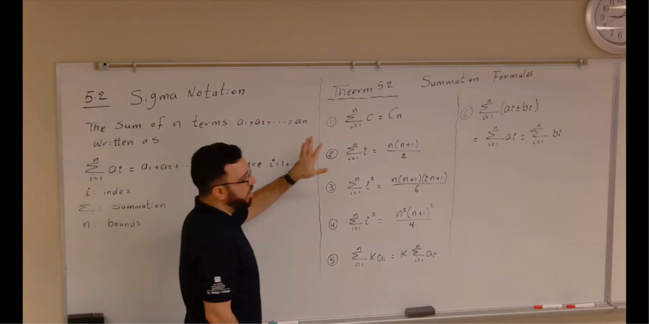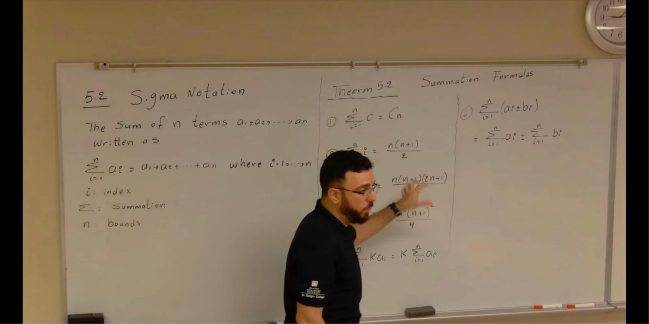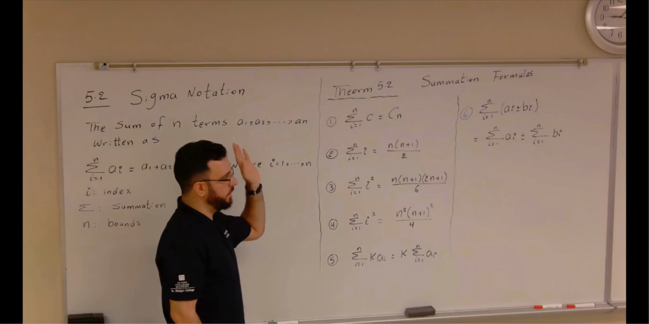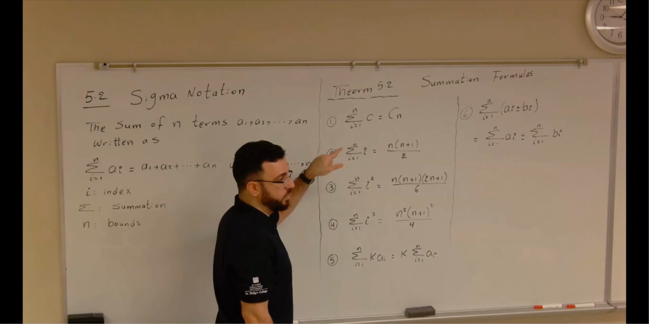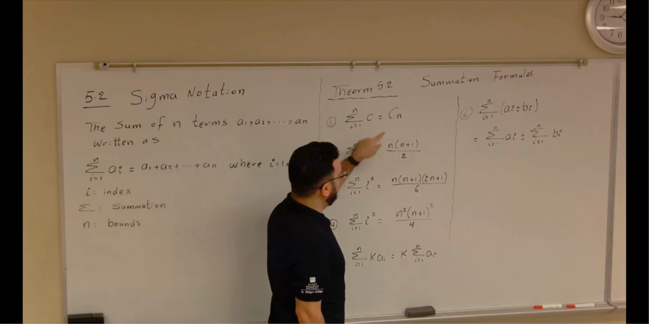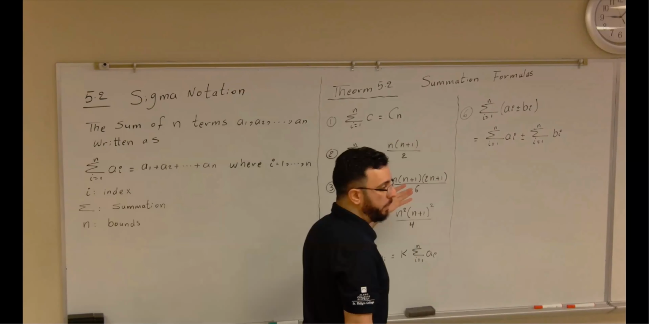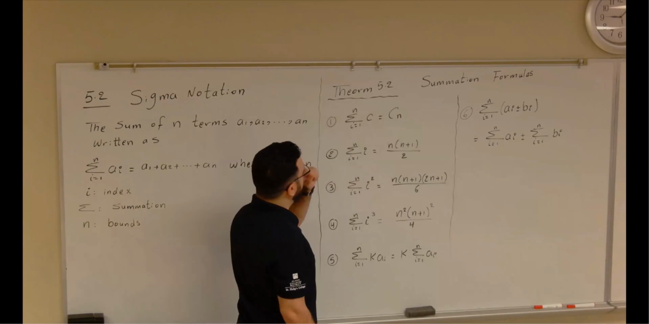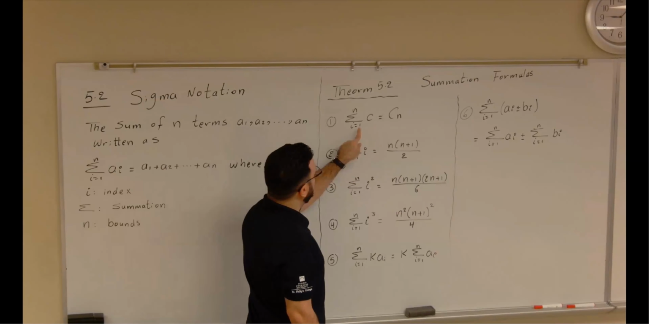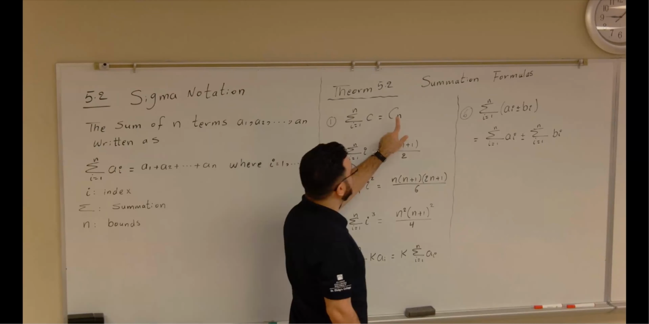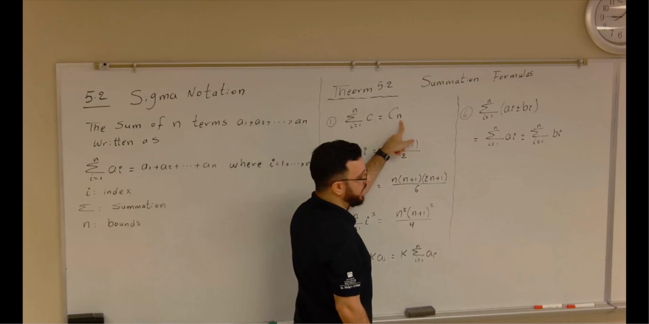That's the important rule here, and there is a proof for each one. If you check the slides on Canvas, you will see a proof for each one. We're not going to check the proof, we're going to use the formula. The first one, the summation from i=1 to n of a constant, any number like 7, 6, 5, 2, -2, is going to be the number times n.